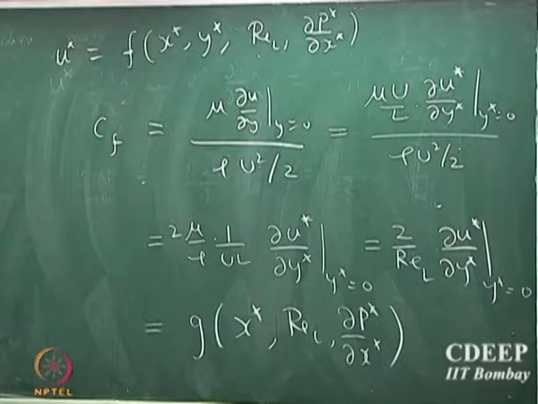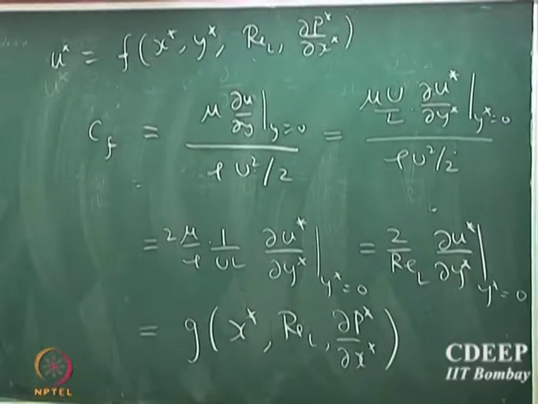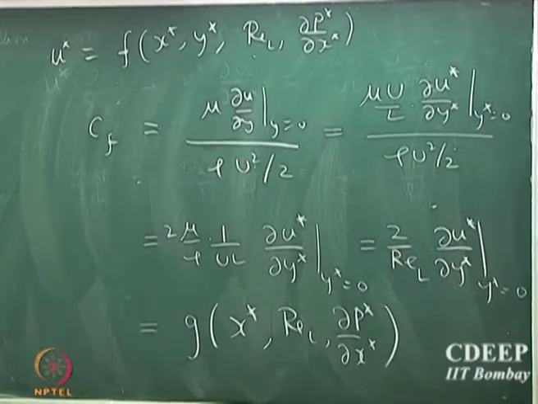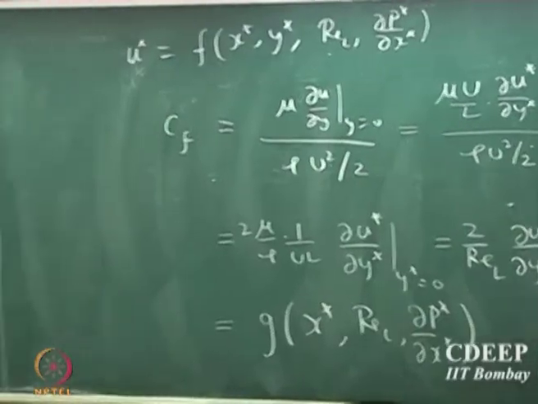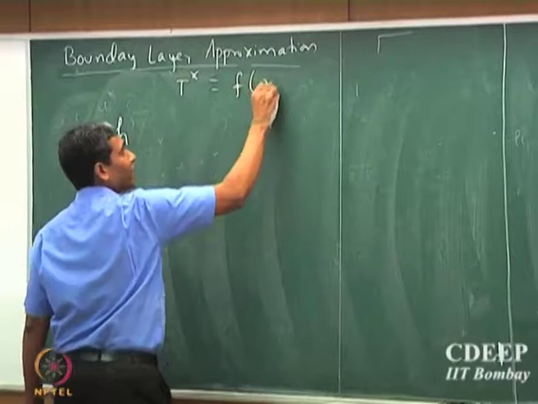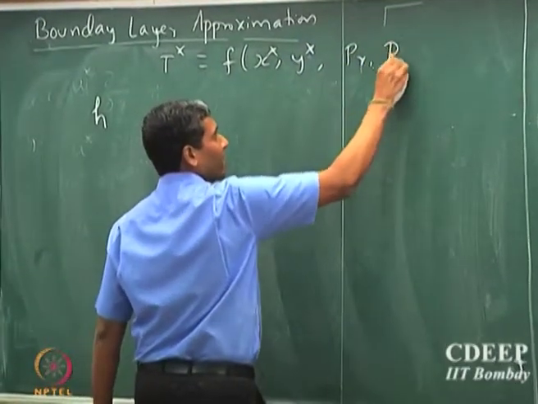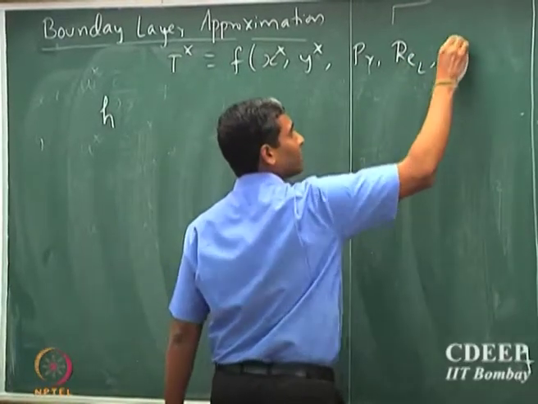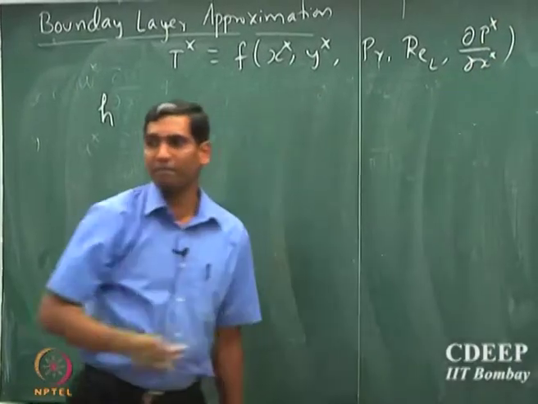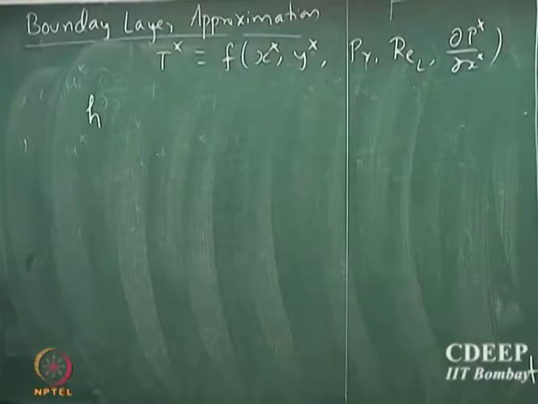So supposing we perform the same exercise for the heat transport coefficient. Note that again, because these three equations are similar, T star will also have the same functional form, except that it will now be a function of Prandtl number and dp star by dx star. Why is it a function of dp star by dx star? Because velocity appears in the convection term.